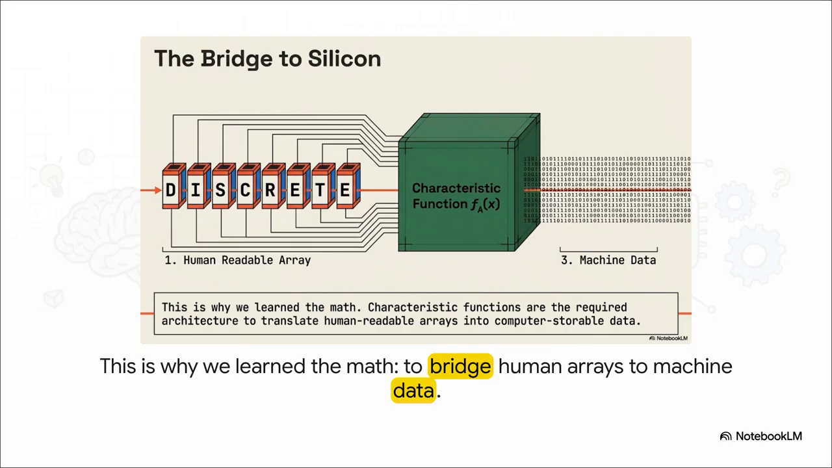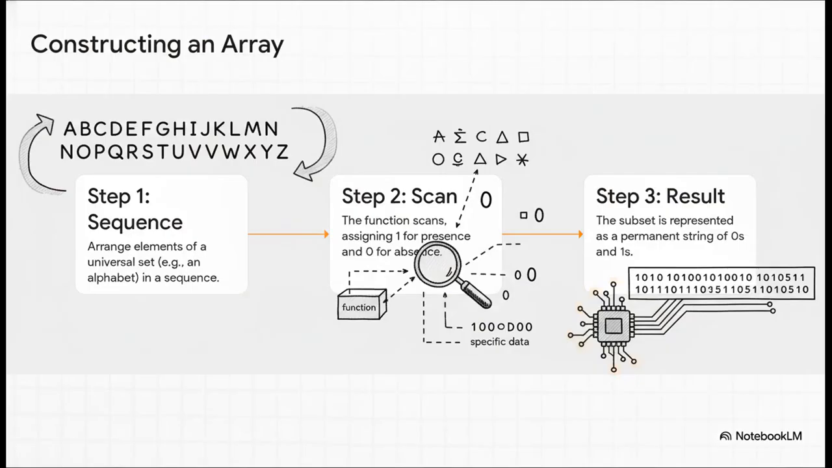That characteristic function, it's the bridge. It's the translator. It takes a human-readable array, like the word discrete, and turns it into a binary string of machine data that a computer can actually store and process. And the process is just so stunningly logical.